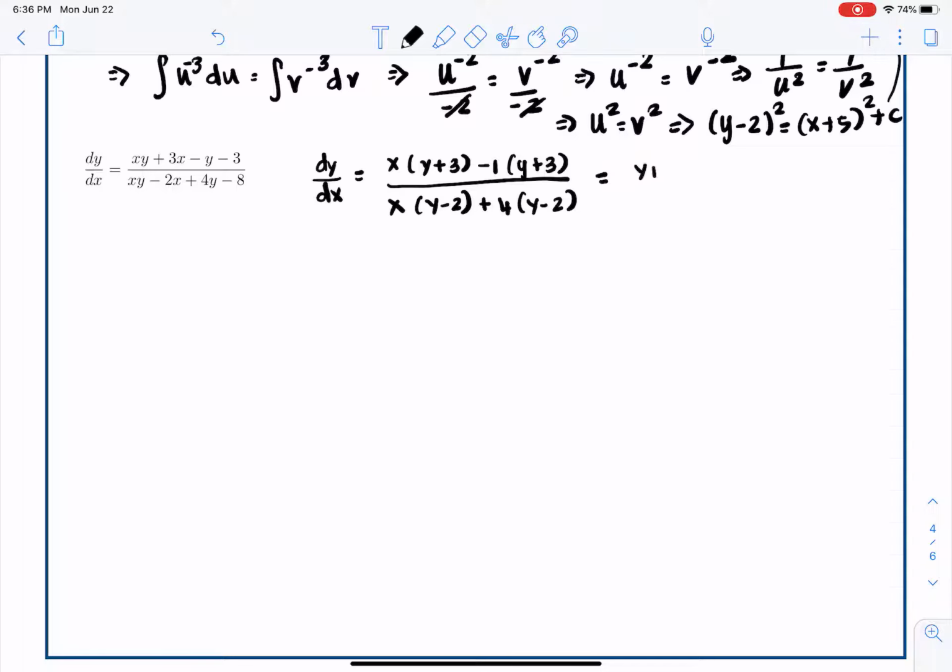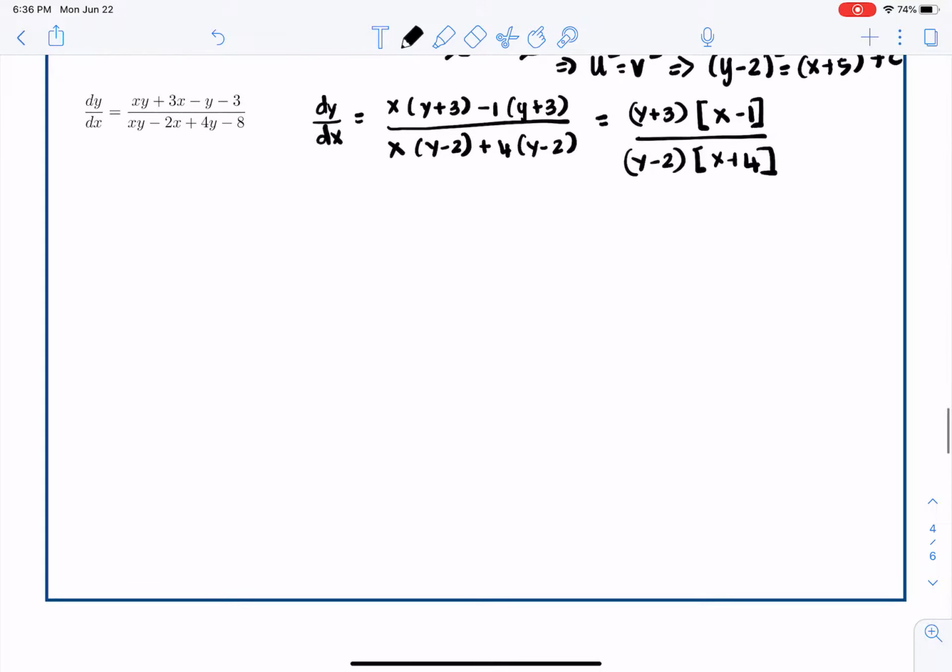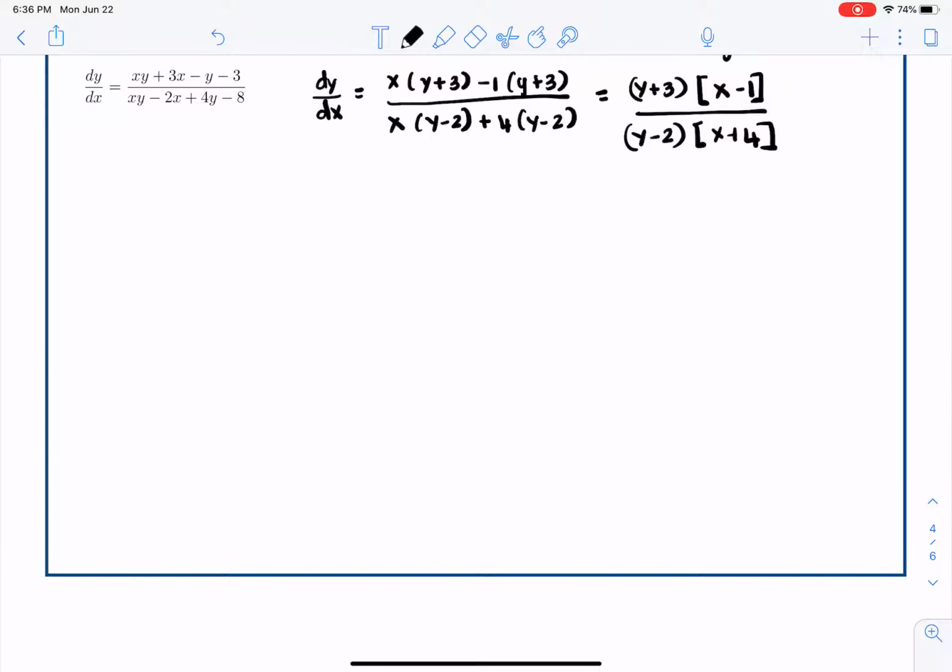So we have a y plus 3 in common. In the numerator, if I pull that out, I'd get x minus 1. Y minus 2 is in common in the denominator. If I pull that out, I would get x plus 4. Now, dy over dx would equal y plus 3 over y minus 2 times x minus 1 over x plus 4. I'm going to multiply by dx on both sides.